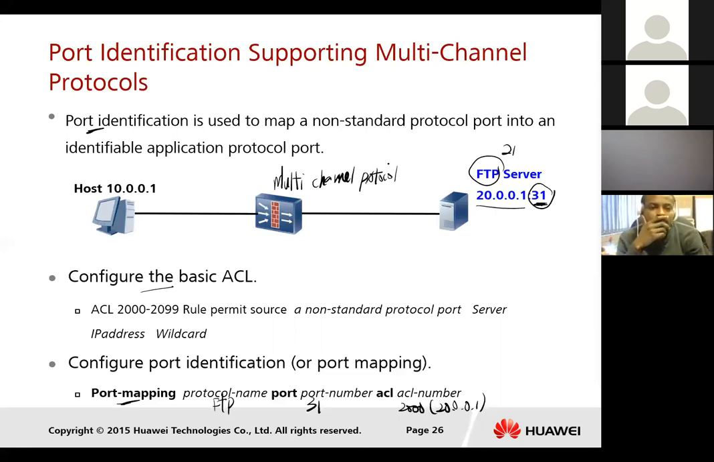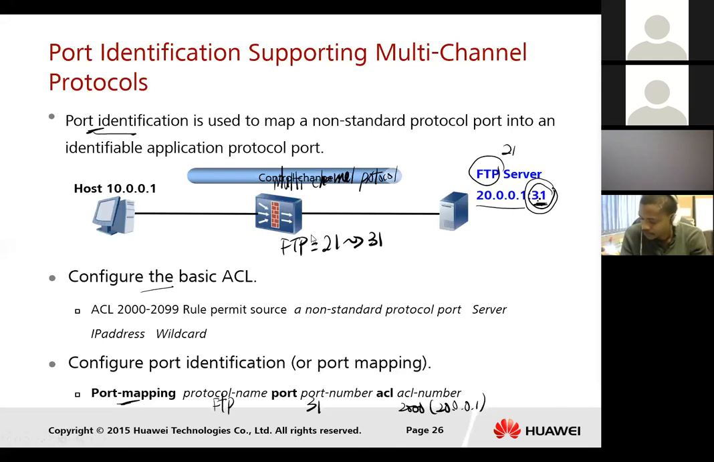Be aware of this. When you change your destination port numbers, you also need to add the port identification to tell the firewall that right now FTP 21 is changed to 31. So you have to inform the firewall that when you receive port 31, you still need to perform the ASPF. All right, that is on the port identification through the multi-channel protocols.